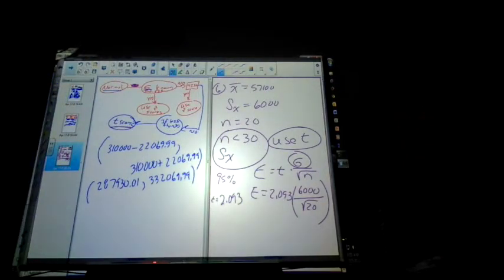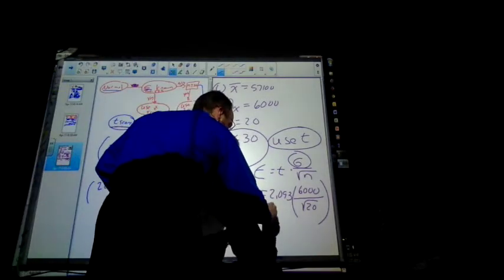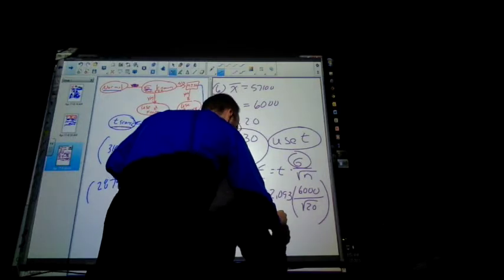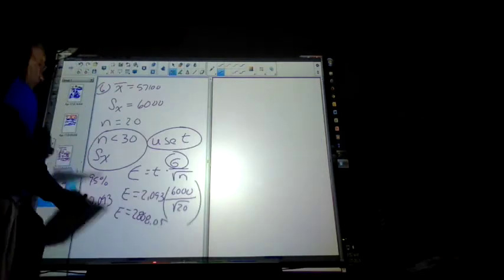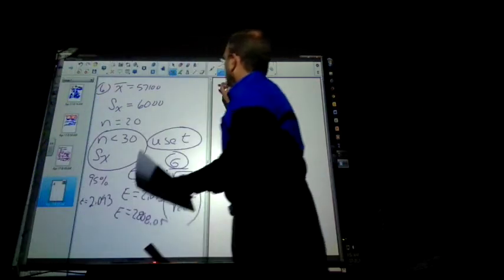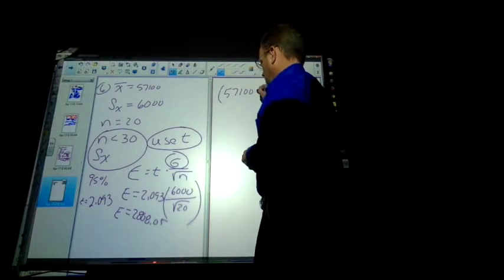And if I work that, I should get E equals 2808.5. So my confidence interval is this.